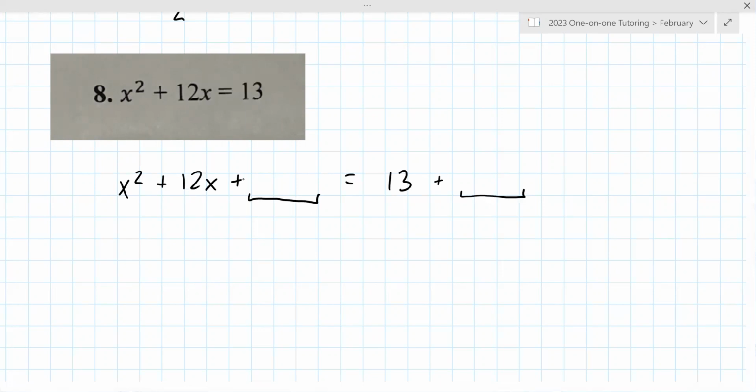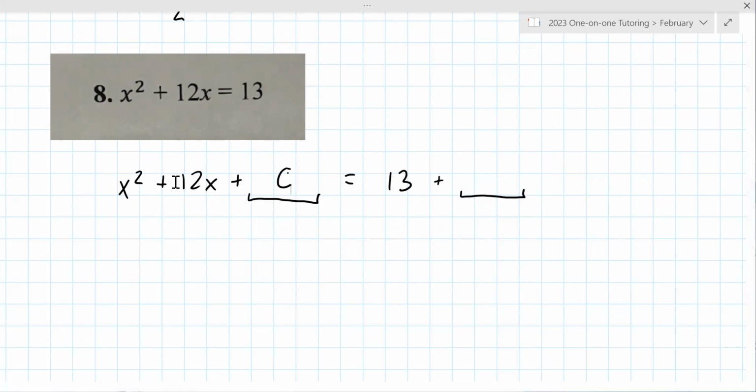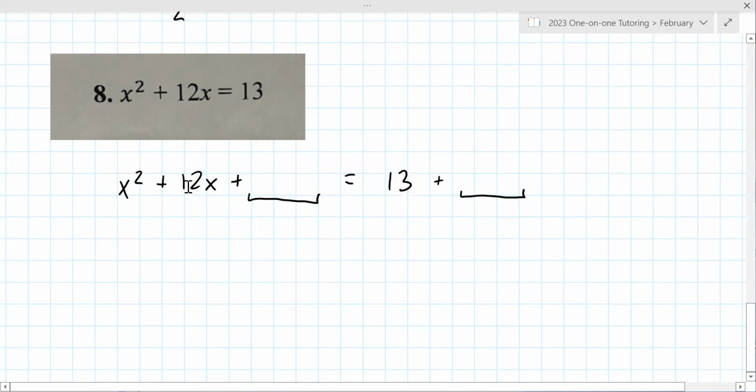All right. So what does this mean? Well, the whole thing that we've been doing is trying to find the number that goes here. So what number goes here? That's the C. Okay. So you take that 12 and you cut it in half. What is 12 cut in half? 6. And then when you square it, 36. So it's 36 and 36. They have to match.